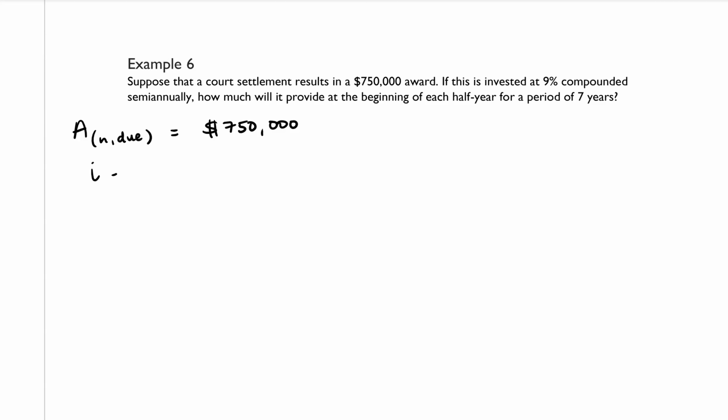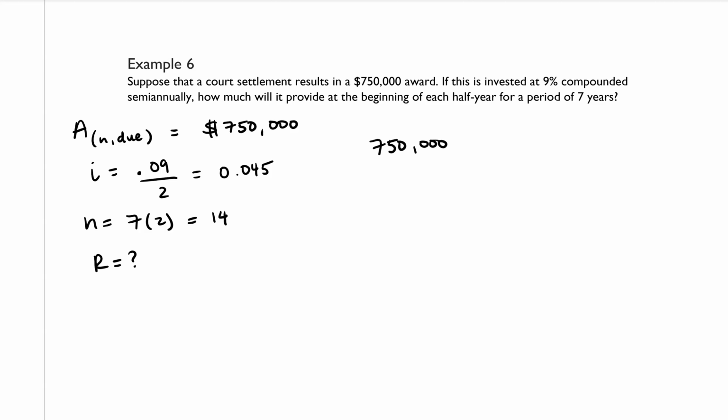We know that the interest rate is 9%, compounded semi-annually, so that's going to be 0.09 divided by 2, which gives us 0.045. We know that the number of terms is 7 years, and that's semi-annually, so 7 times 2 is 14. And R is the thing that we are solving for, so we don't know the regular payment amounts. So let's go ahead and plug in our values.